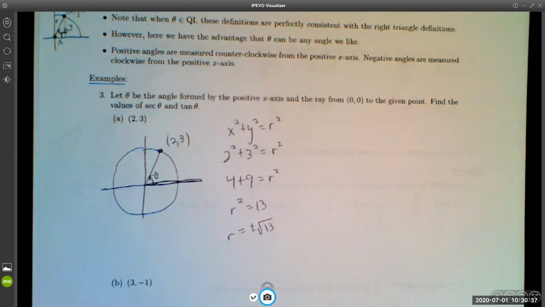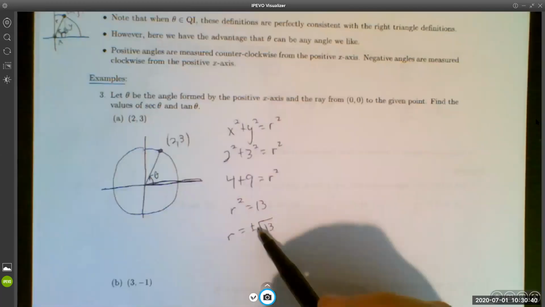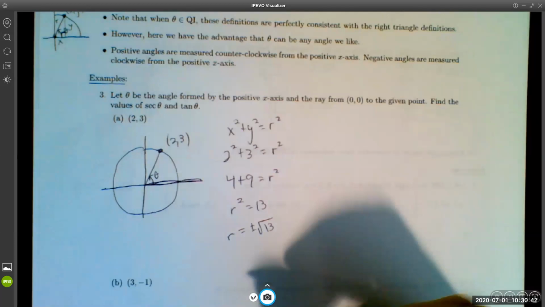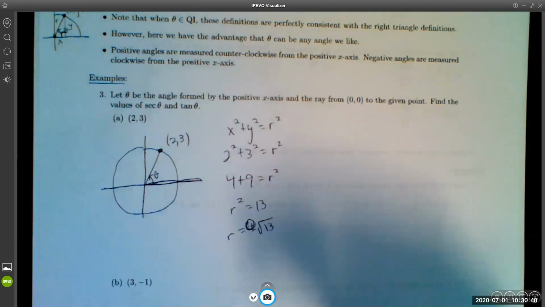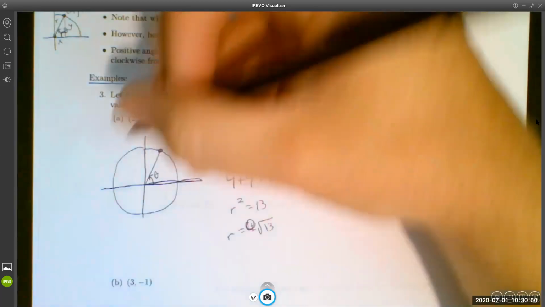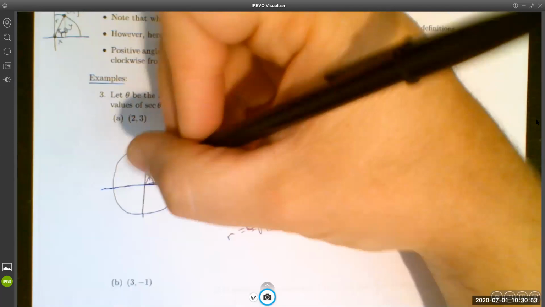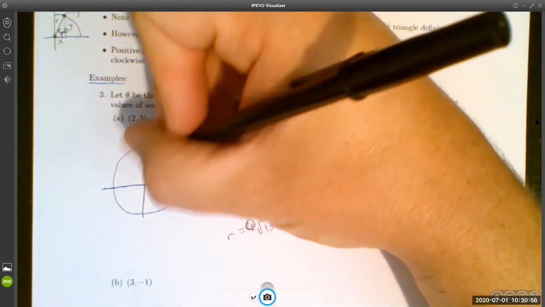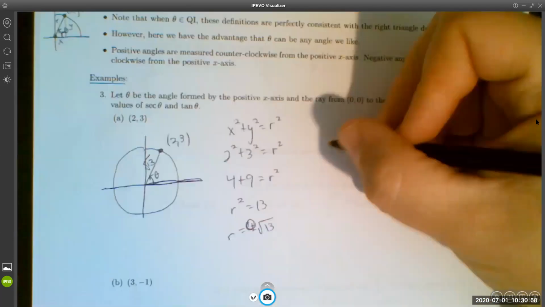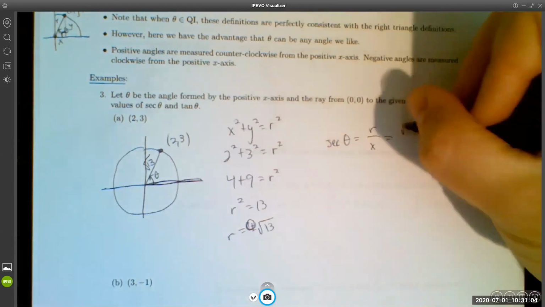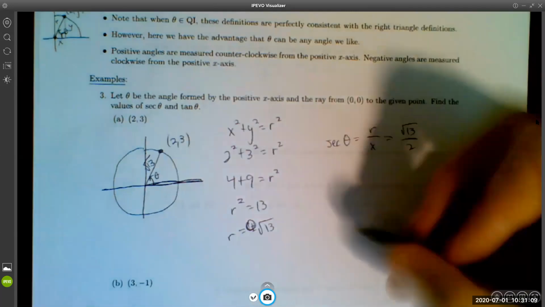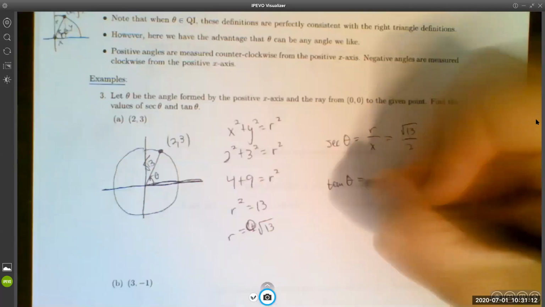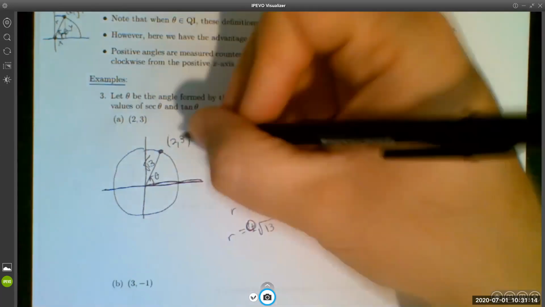Now, because r is a distance, we always take r to be the positive version of the number. So we're always going to choose positive values for r. That's not necessarily true of x and y, but for r, we're always going to choose positive values. So r is root 13. With that in mind, secant theta is r over x, that's going to be root 13 over 2. Tangent theta is y over x, so that's going to be 3 over 2. And that's that.